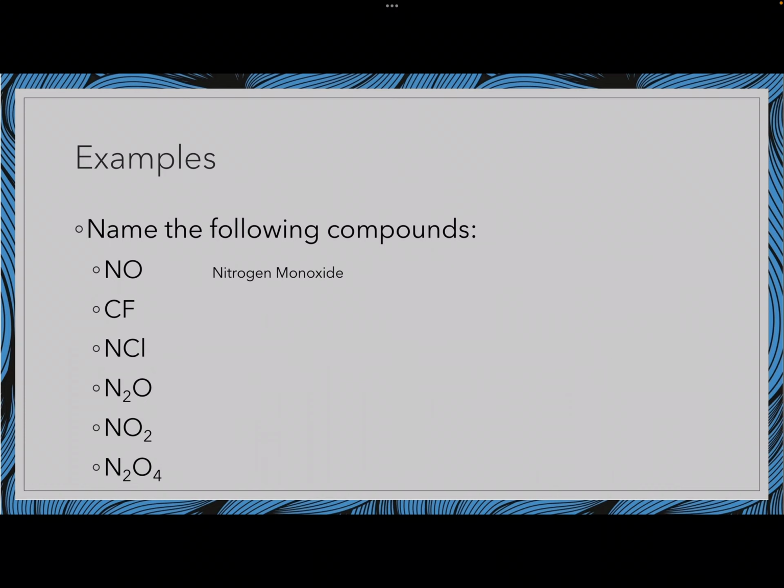Next, we have carbon and fluorine. Fluorine is the most electronegative atom, so that one's going to go second. So it's going to be carbon fluoride. Nitrogen's less electronegative than chlorine, so it's going to become nitrogen chloride. And sorry, these should be mono. So carbon monofluoride, nitrogen monochloride.